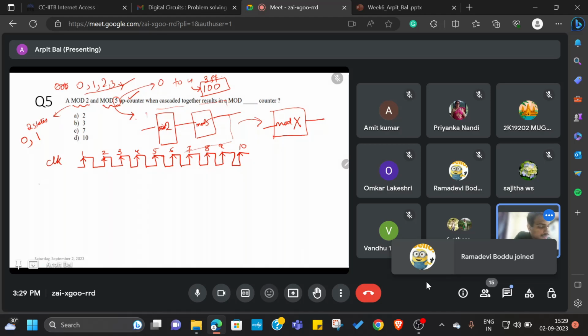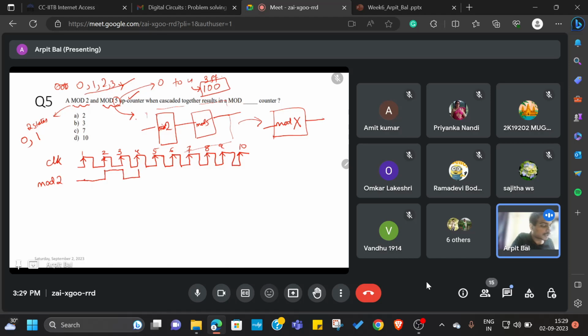What is going to be the mod 2 counter's waveform? Let us assume that it is 0. When the next clock edge arrives, it becomes 1. When the next clock edge arrives, it becomes 0. At the next clock edge, it is 1. Then again 0, then again 1, then again 0, then again 1, 0, and so on and so forth.